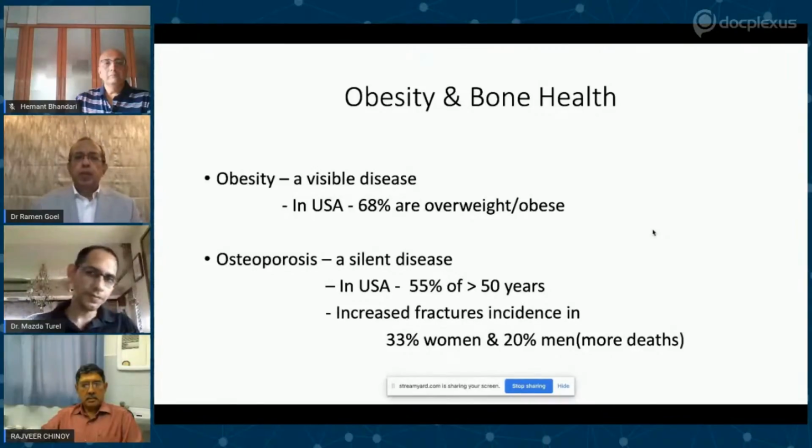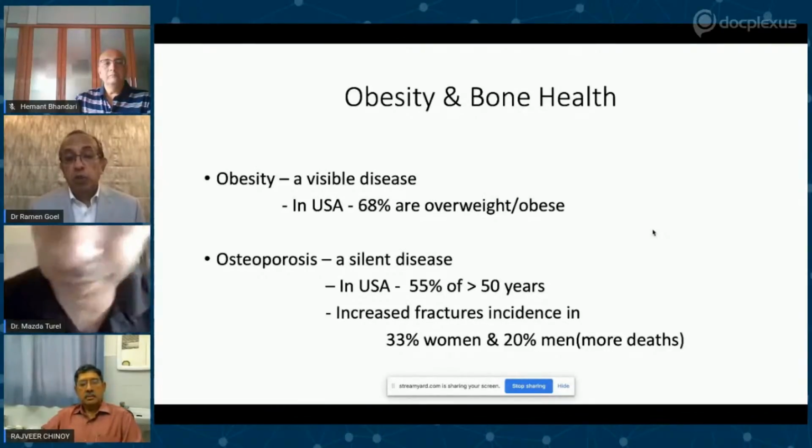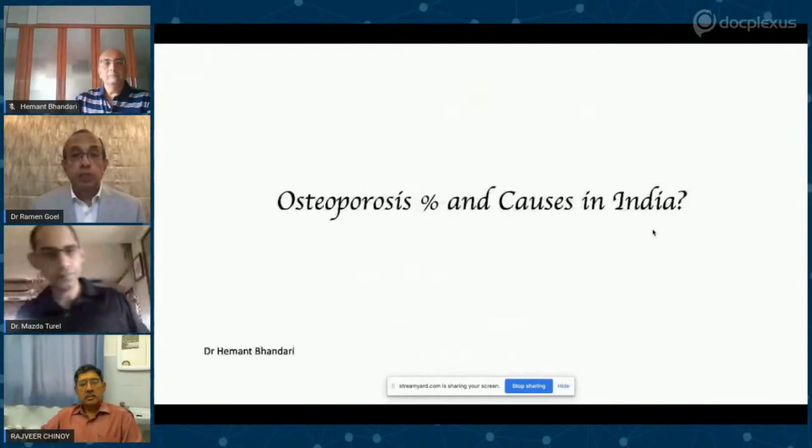Compared to that, osteoporosis is a silent disease because you don't see your bones getting weak. But we don't have much Indian data. I'll ask my experts what the Indian data is, but in the USA, almost 55% of people above 50 years have osteoporosis. And this leads to increased fractures, increased falls. And though women have more fractures, more men die because of these fracture-related problems.